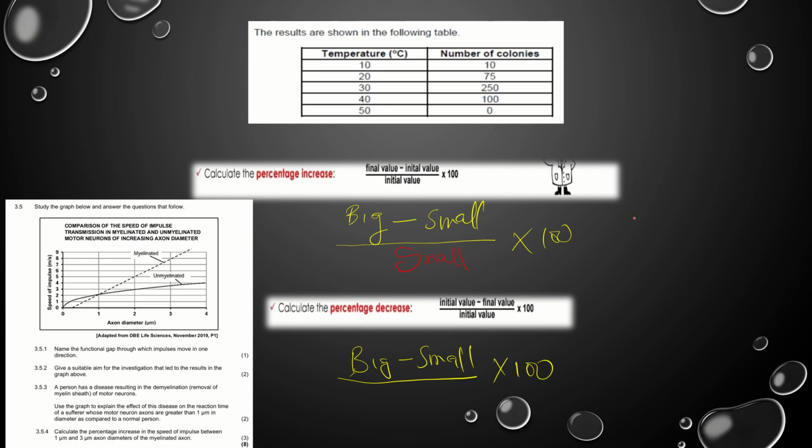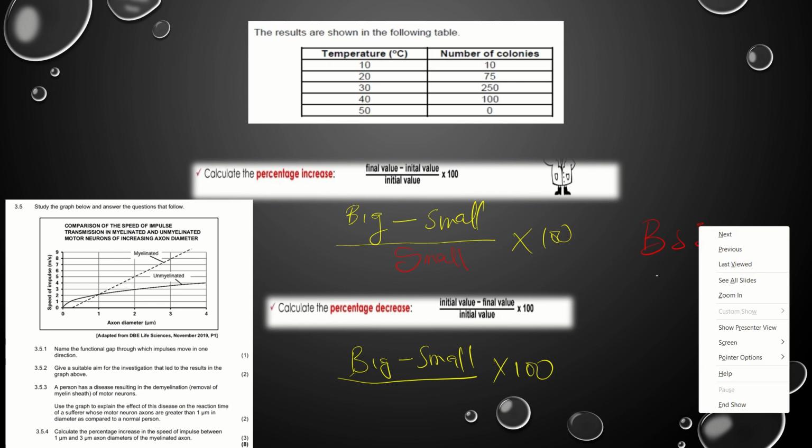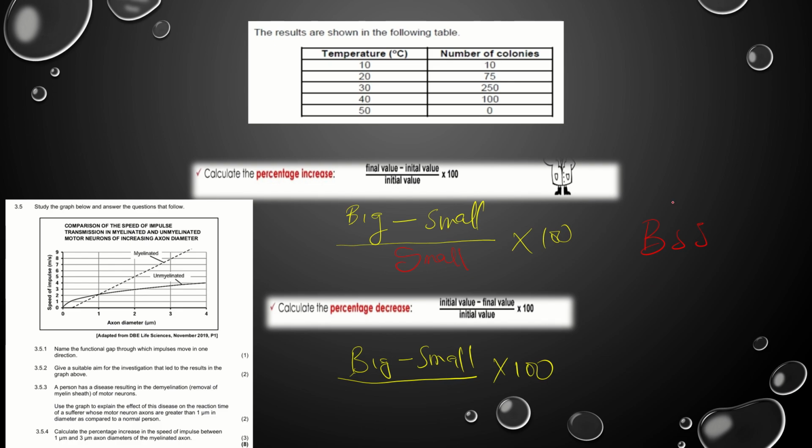So now the abbreviation here, we can just say BSS, right? This is what? Increase. Increase is BSS, or you can say B squared, either way. Although I do not use this, if you want to use it, you can just try to come up with abbreviations for yourself.